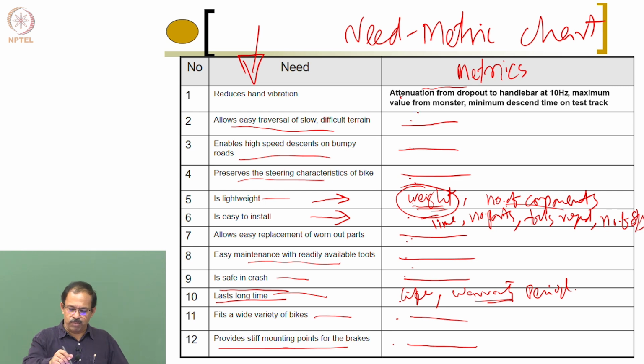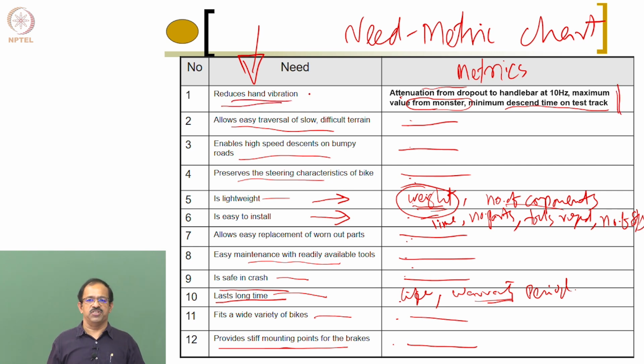And the maximum value from Monster. Monster is basically a standard practical test available, so you can do the test and then see what the value is from that. And minimum descent time on test track: how much time it takes to descend on a test track. So these are the metrics that can be used to see whether it reduces the hand vibration.